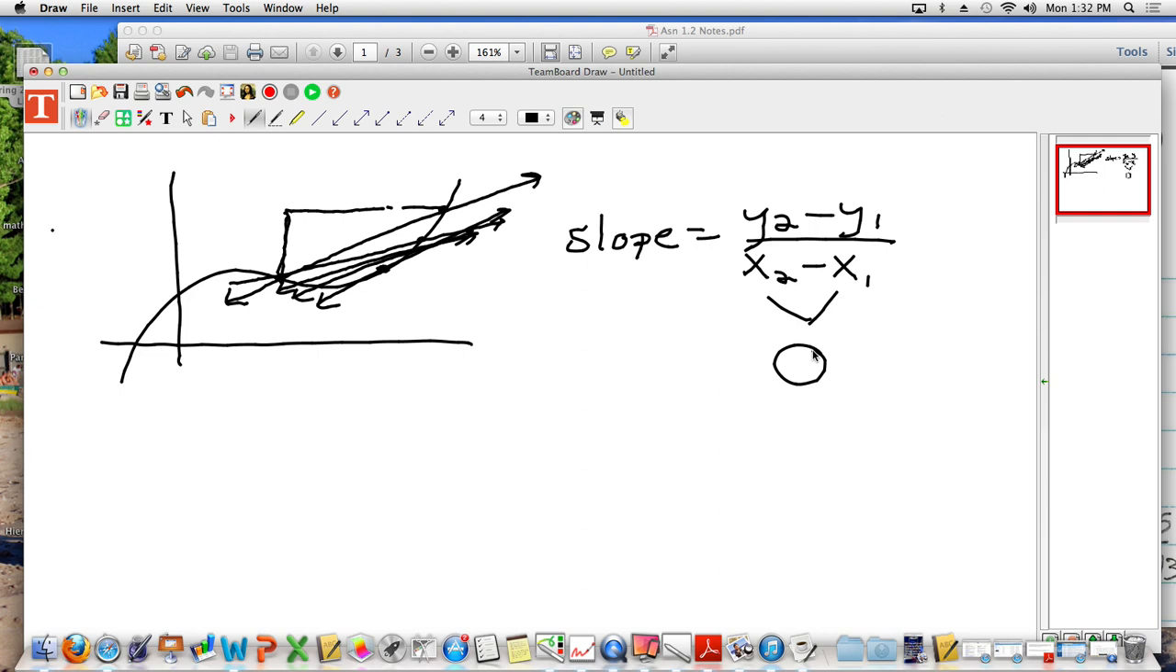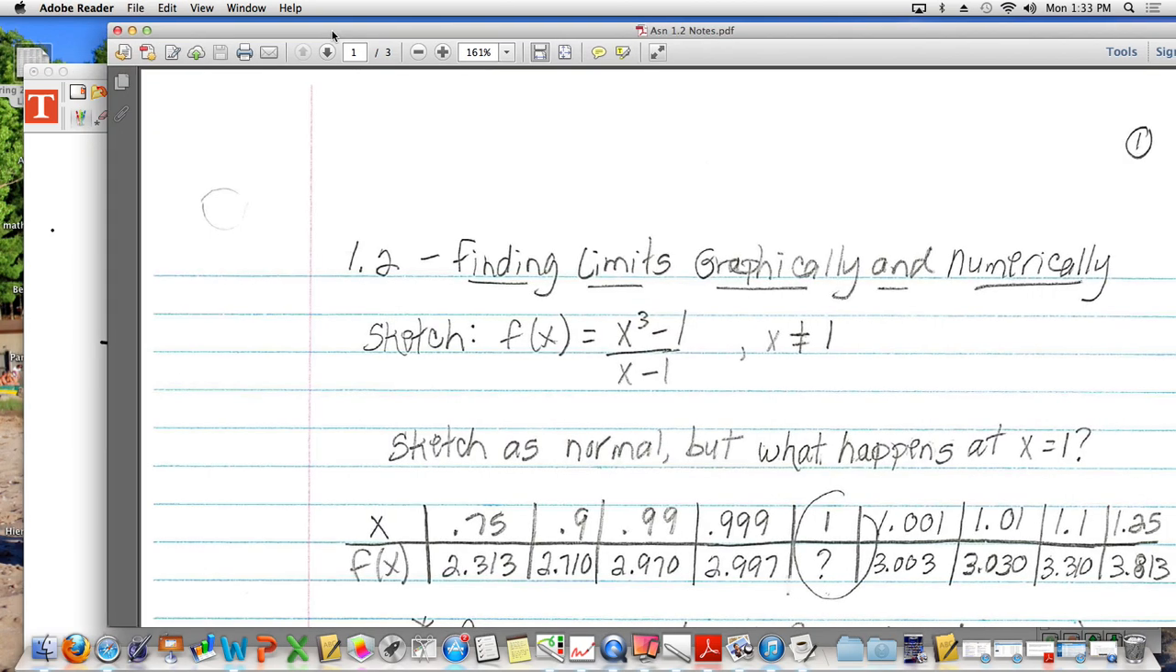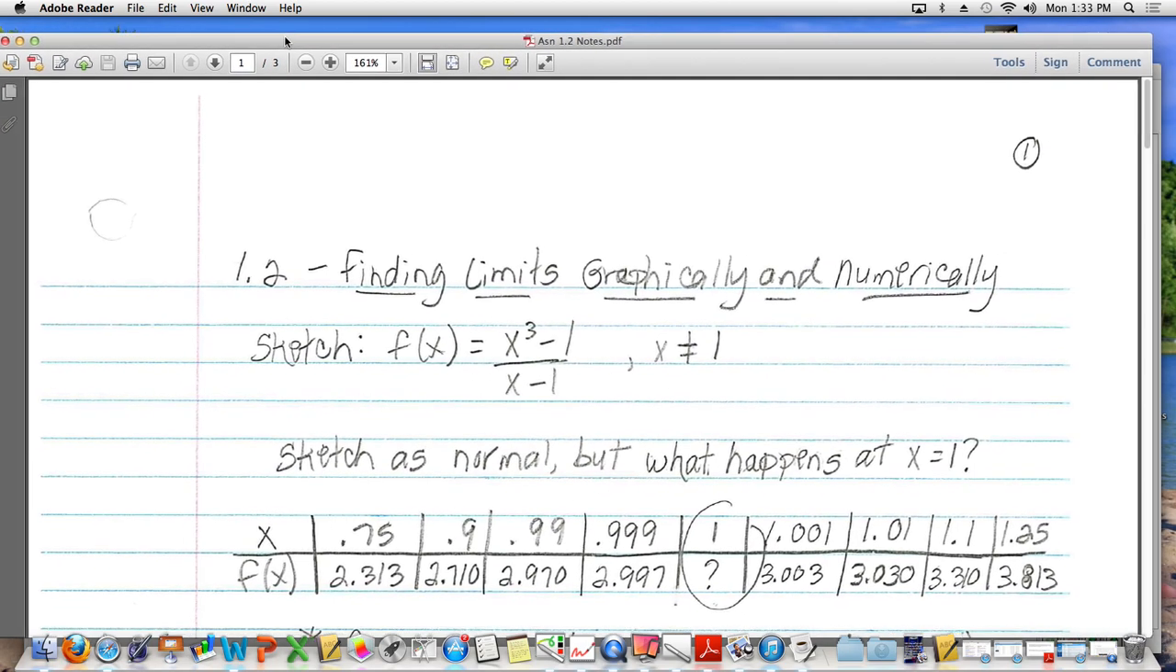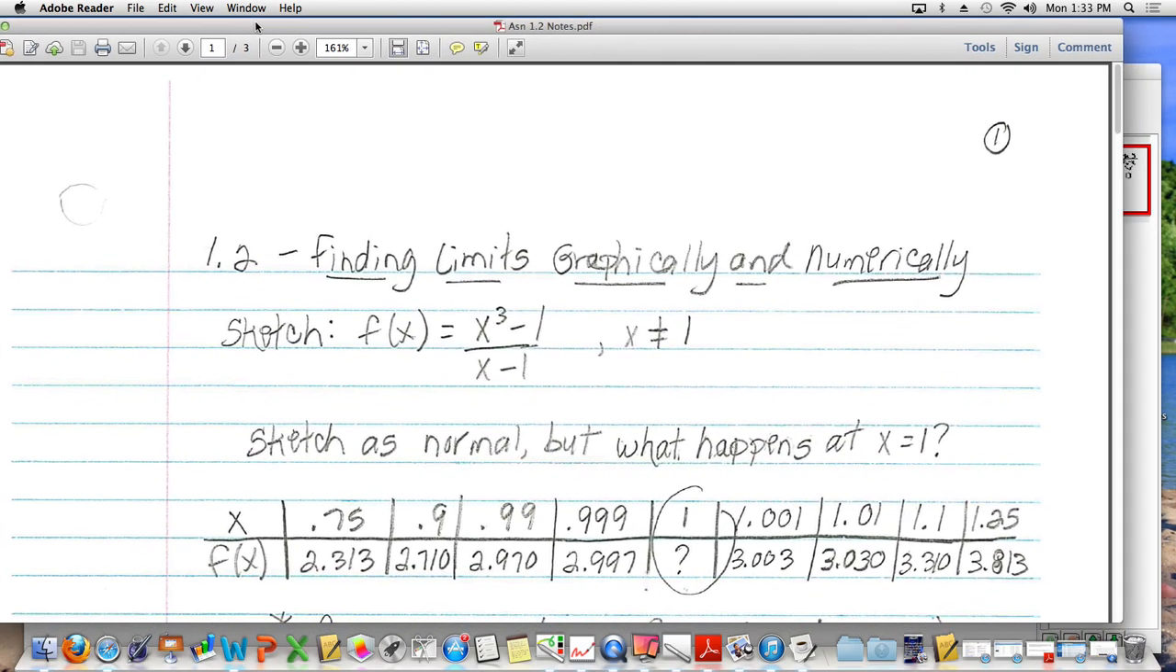So I'm going to switch over here to my notes, and this is where you guys need to start writing. So for example, let's say you have a situation where you have to graph x cubed minus 1 over x minus 1. Notice I'm telling you that the x value cannot be 1. Write that down, please.